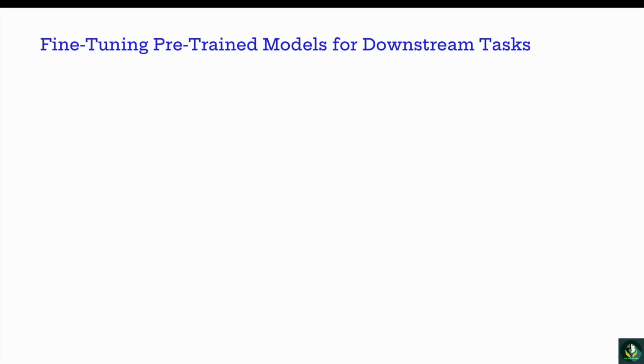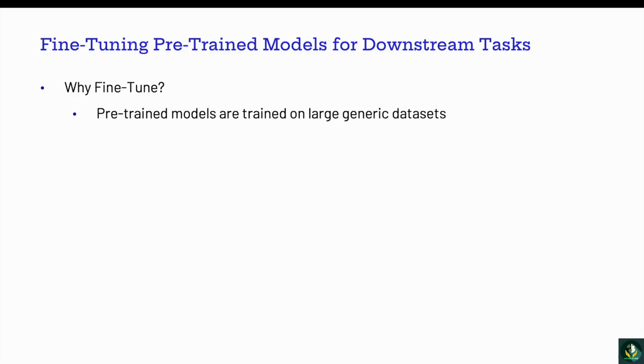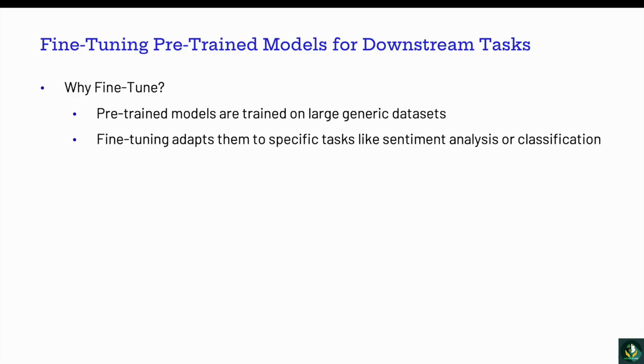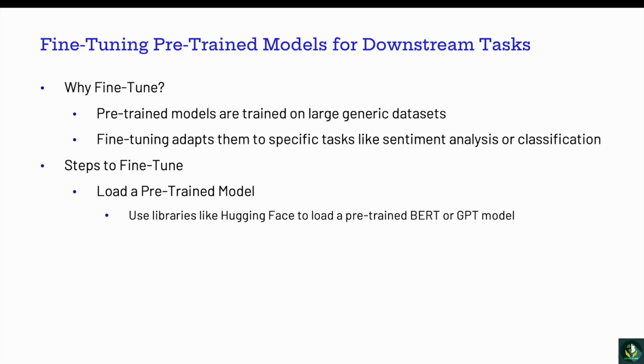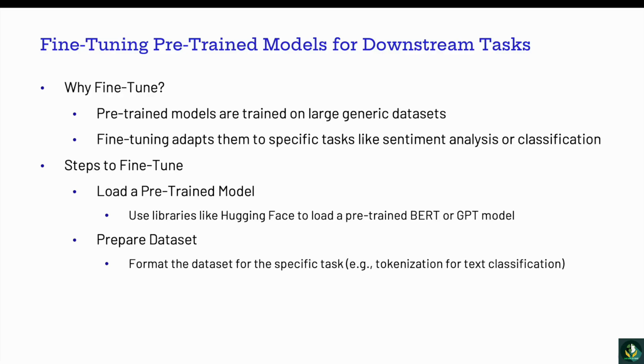Now let's go ahead with fine-tuning pre-trained models for downstream tasks. Now why fine-tune? Pre-trained models are trained on large generic datasets. Fine-tuning adapts them to specific tasks like sentiment analysis or classification. Now, what are the different steps to fine-tune? First, you load a pre-trained model, using libraries like Hugging Face to load a pre-trained BERT or GPT model. Then, you prepare the dataset, format the dataset for a specific task, for example, tokenization for text classification, and then train and evaluate. You fine-tune the model using task-specific data.